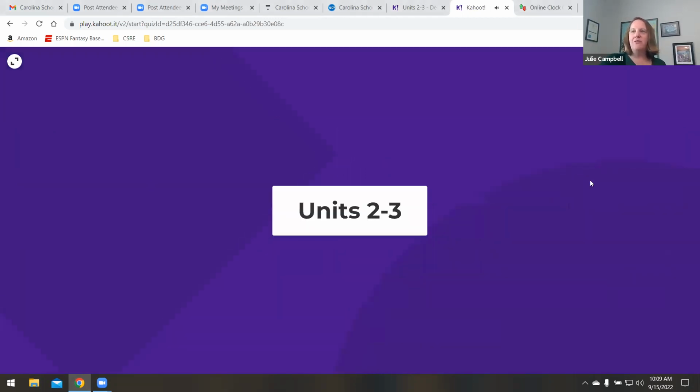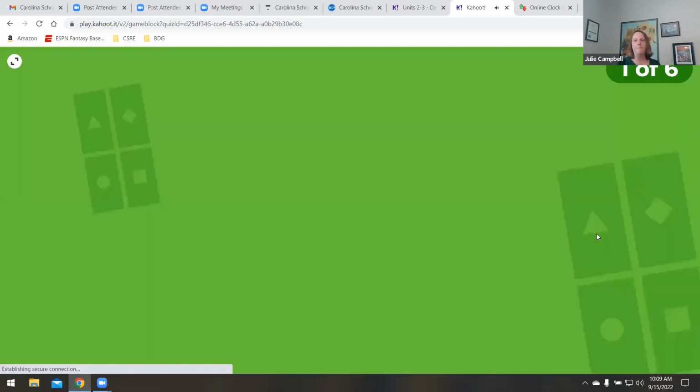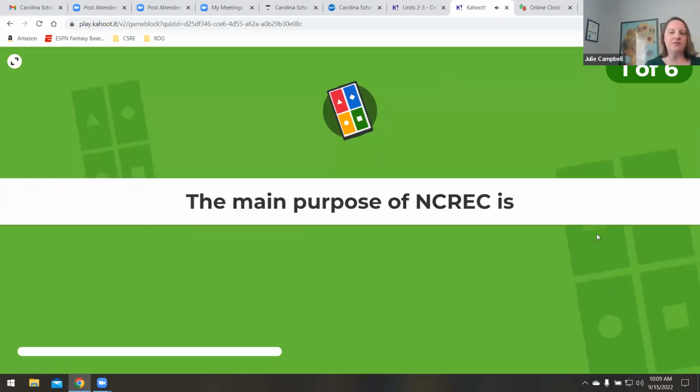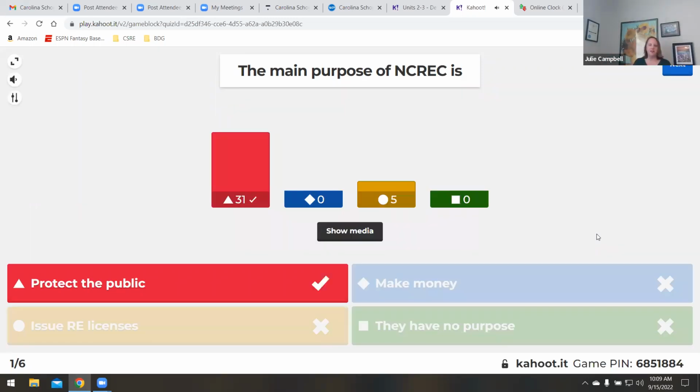This is on units 2 and 3. So the first question, and look at your phones in just a second. First question, the main purpose of the North Carolina Real Estate Commission is, now look at your phone. Do you have the option to say a red, a blue, a green, and a yellow? You select the answer. And I don't talk during Kahoot usually, just this one. I'm looking for the main purpose. You're selecting the color or the shape that corresponds. You get 30 seconds and then boom, we see how everybody does as a whole.